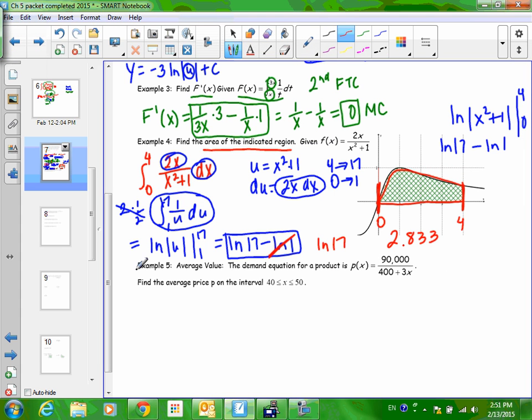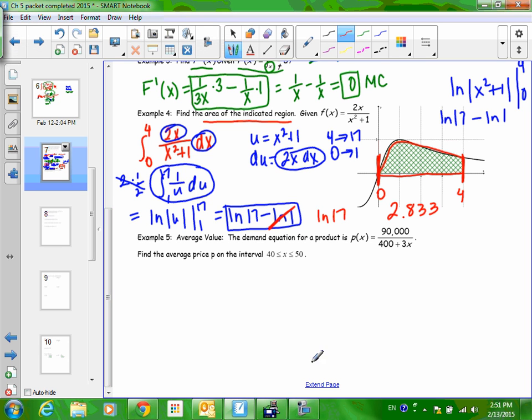All right, so on example 5, average value. We're experts at average value, right? Okay, average value. Who knows the formula for average value? F of C equals 1 over B minus A integral of F of X from A to B. Okay, so at least one person knows the formula, maybe more.